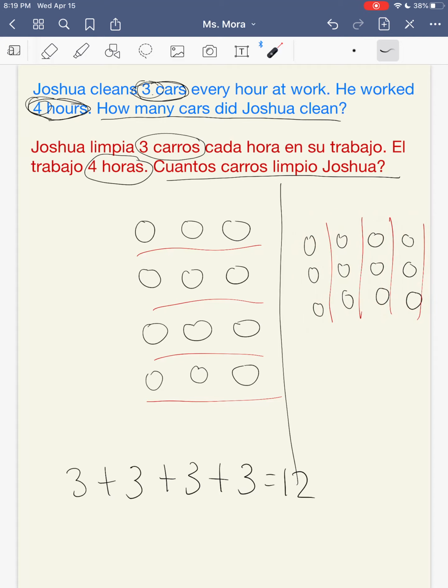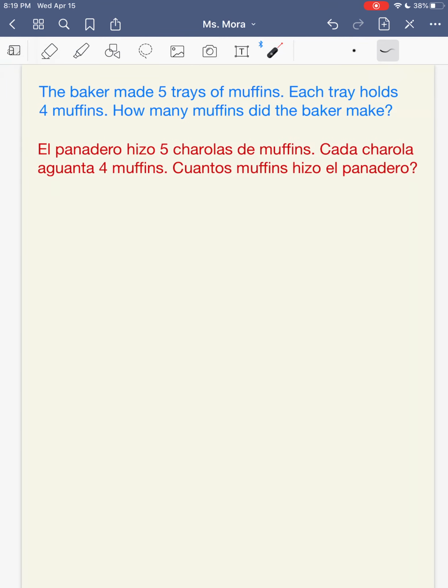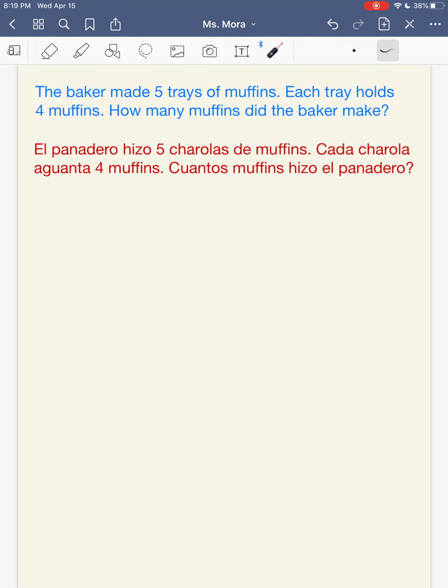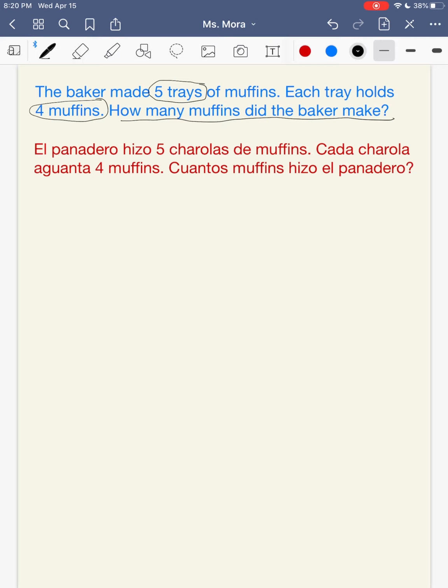Okay, guys, so let's try another one. All right, so this next one says the baker made 5 trays of muffins. Each tray holds 4 muffins. How many muffins did the baker make? Alrighty, so same thing, we're going to circle our numbers, and this one is 5 trays of muffins, and each tray holds 4 muffins. How many muffins did the baker make?